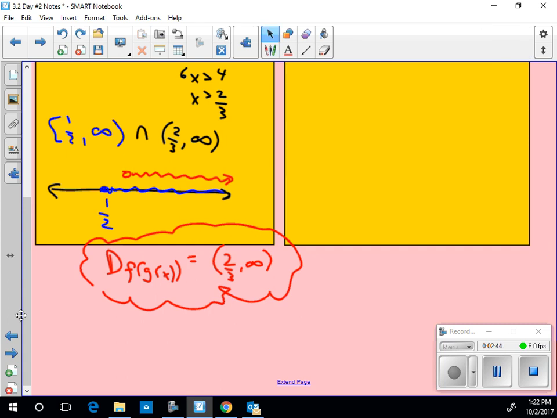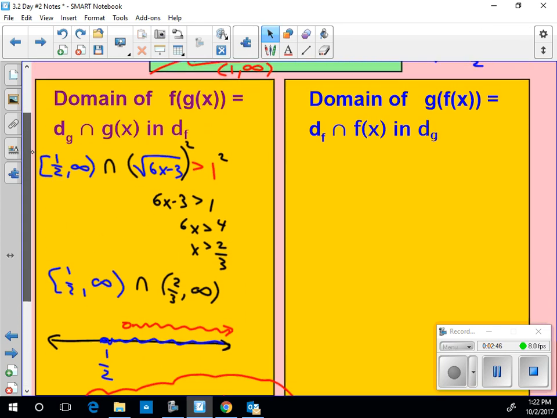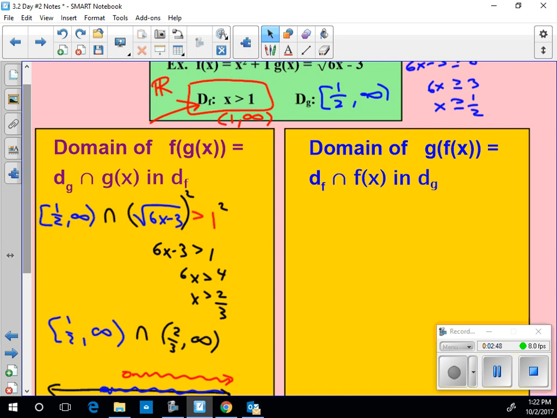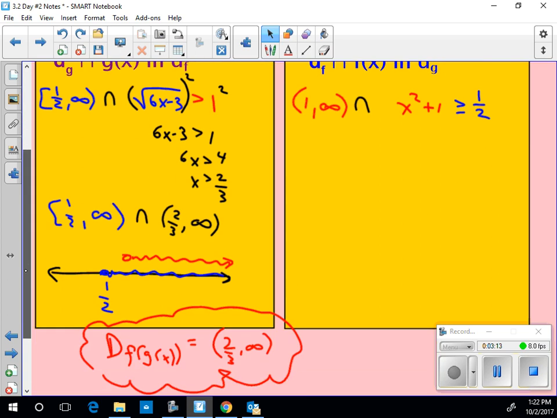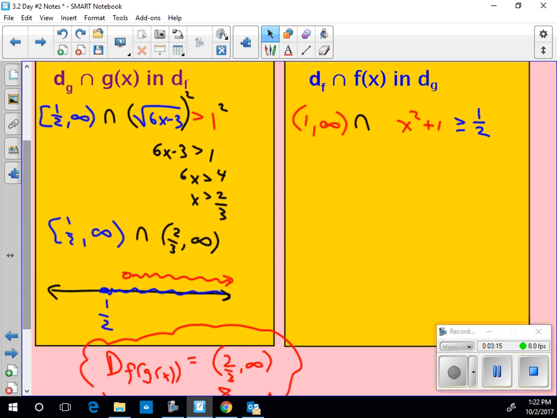Okay, let's go the other way around. Let's do g of f. So the domain of f is greater than 1. I'm going to overlap that with f, which is x squared plus 1, in the domain of g. Greater than or equal to 1/2. This is going to be kind of nasty, but we'll make it work.